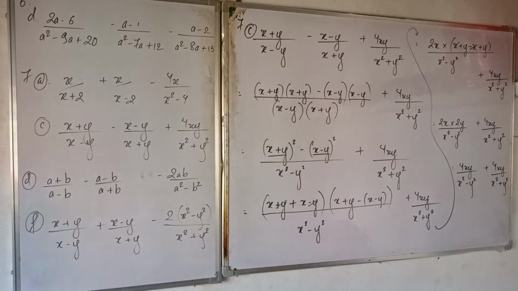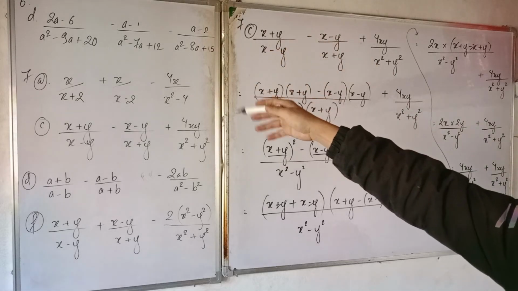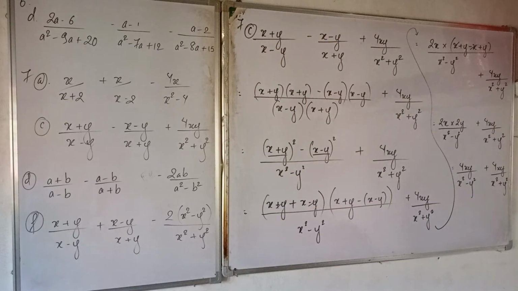So I'm going to rub that. Okay, I'm going to use that part of the board. So 6D, 7A, and C. Those questions I'll rub. Okay.